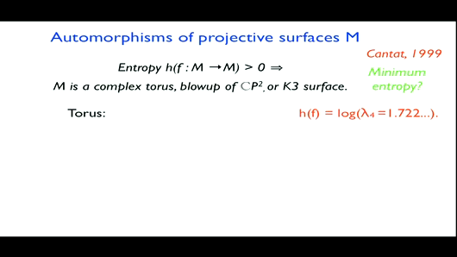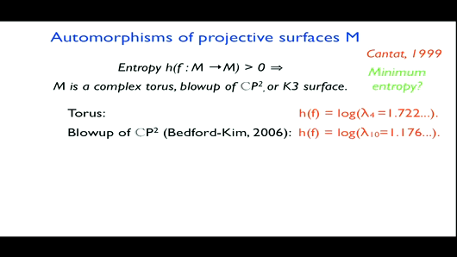So the torus case is actually easy. It turns out to be the log of a certain degree 4 algebraic number. For the blowup of CP2 about 5 years ago, the answer was discovered. Also, there's a log of a certain well-known algebraic number. And just a couple of months ago, I finished the case of K3 surfaces by constructing an example which also realizes the minimal entropy in this case.